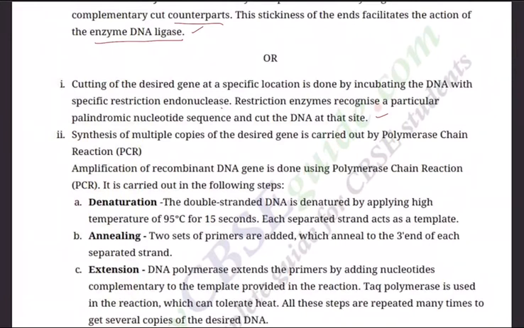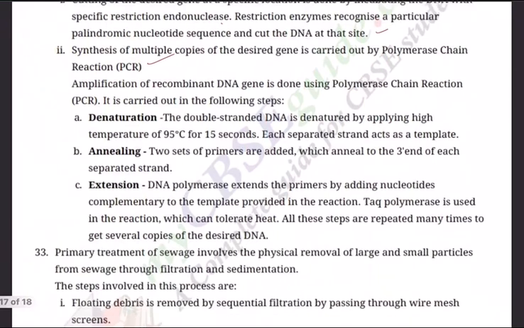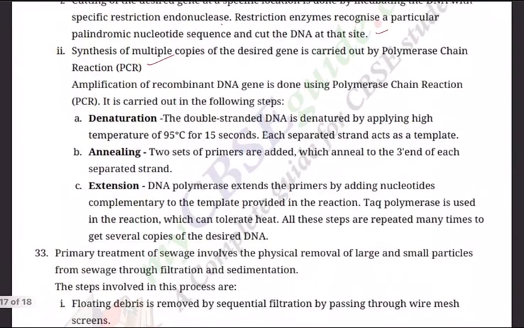Question 2. Synthesis of multiple copies of the desired gene. Synthesis of multiple copies of the desired gene is carried out by PCR, polymerase chain reaction. Amplification of the recombinant DNA gene is done using polymerase chain reaction. It is carried out in the following steps. Of course, we know it: denaturation, annealing, and extension.